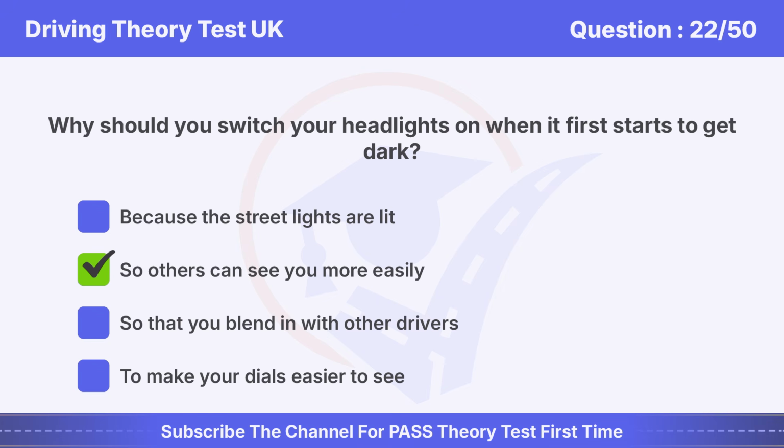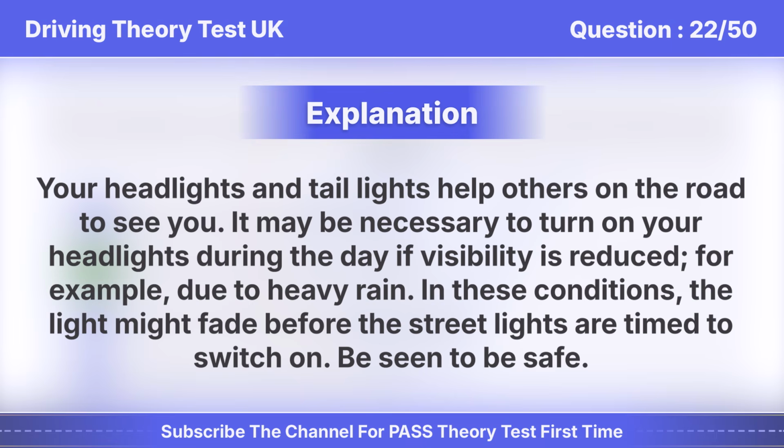Question 22. Why should you switch your headlights on when it first starts to get dark? Answer is B. So others can see you more easily. Your headlights and taillights help others on the road to see you. It may be necessary to turn on your headlights during the day if visibility is reduced, for example, due to heavy rain. In these conditions, the light might fade before the street lights are timed to switch on. Be seen to be safe.